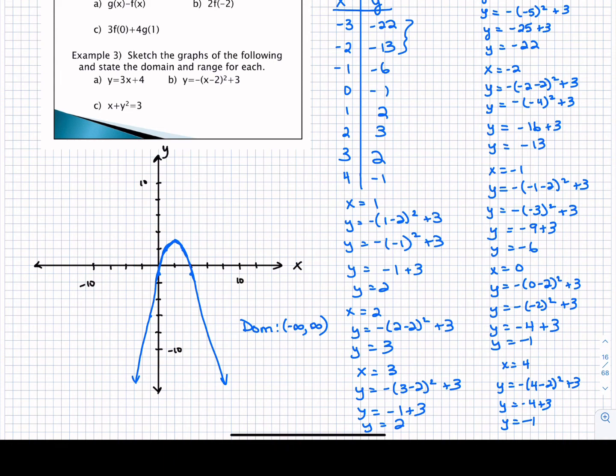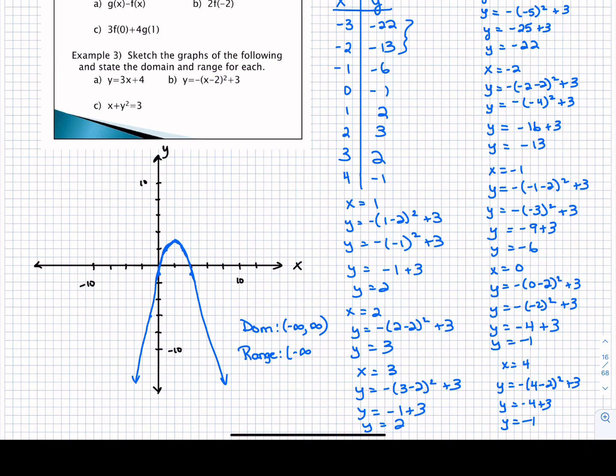So domain is negative to positive infinity. Those are the x's. So again, how far left to how far right. When we talk about the range of this function, we're going lowest to highest. So the lowest y value is going to be negative infinity because these tails are heading towards the floor, right?